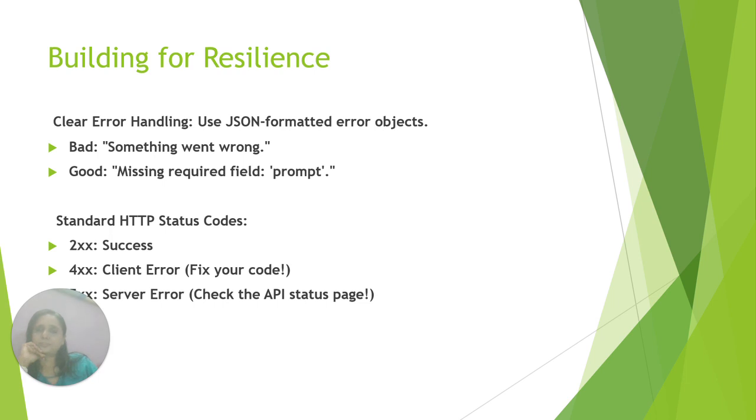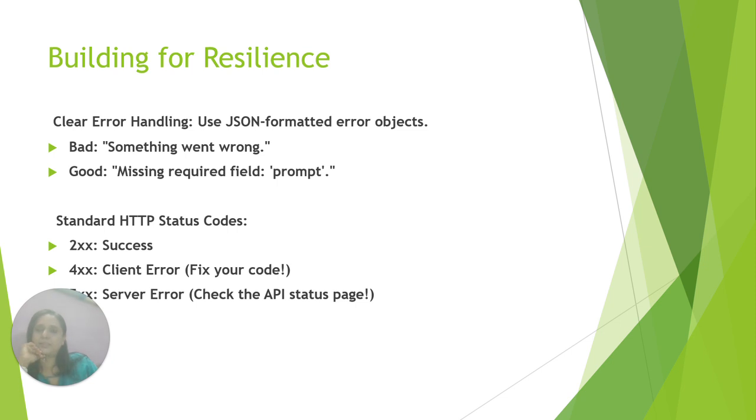Building a resilient API is crucial, and we need to ensure clear error handling. We need to ensure that the error object is using the JSON format, and it is using the standard HTTP codes with a human readable message about the error. For example, it is also giving the information about the missing field or the error description.